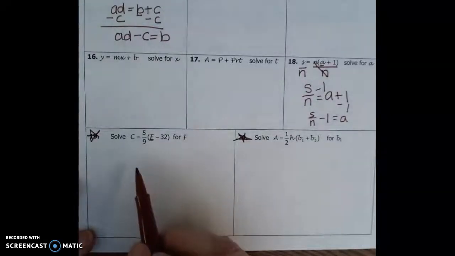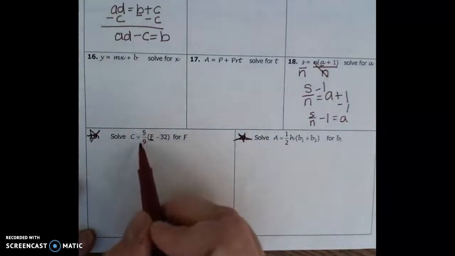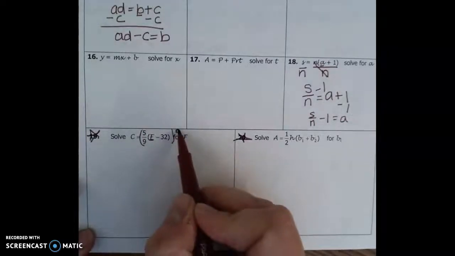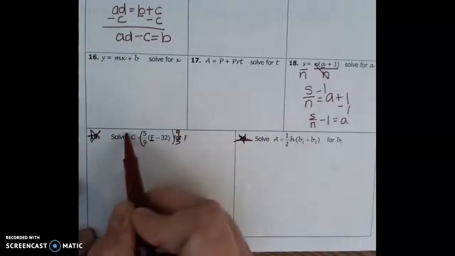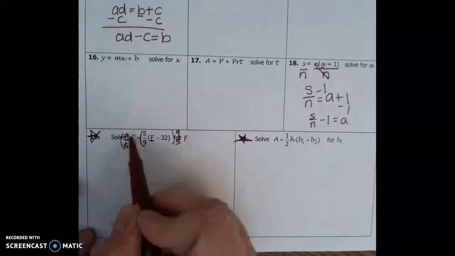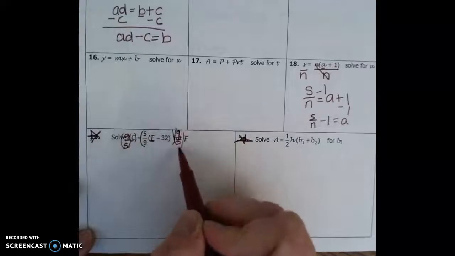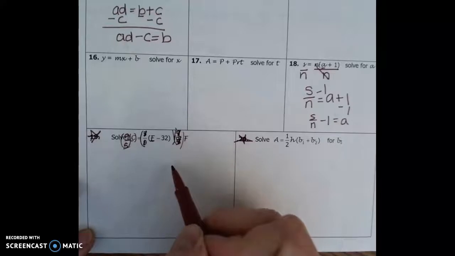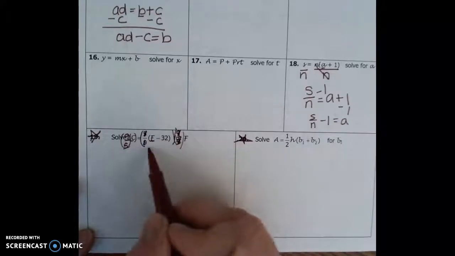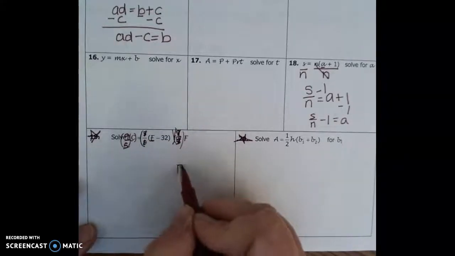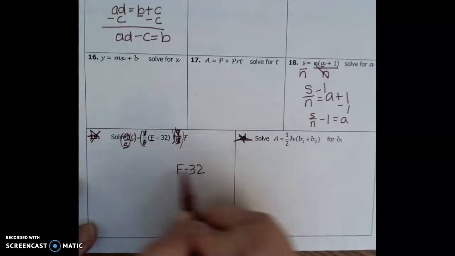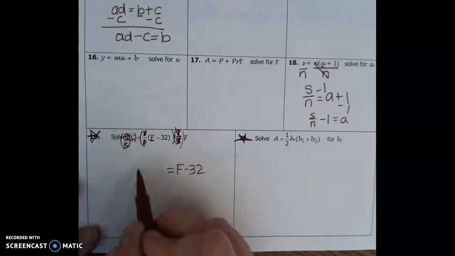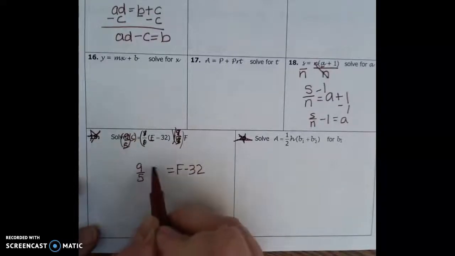We want to get rid of what's on the outside first. The outside of the parenthesis is 5 over 9. So I'm going to multiply by 9 over 5 on both sides. 9 over 5. Okay? The 9 cancels with this 9, 5 with 5. That gets rid of everything on the outside of the parentheses, so we're just left with f minus 32. And then on the left-hand side, I have 9 times c over 5, or I could say 9 over 5 c.